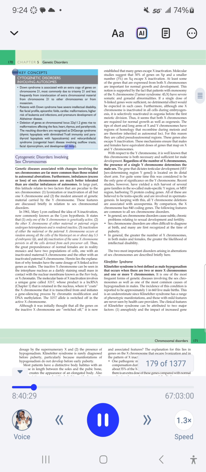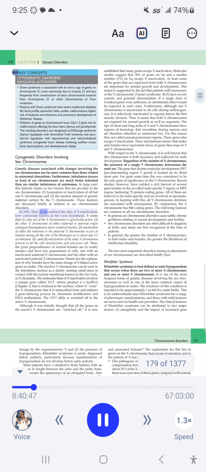170. Cytogenetic disorders involving sex chromosomes. Genetic diseases associated with changes involving the sex chromosomes are far more common than those related to autosomal aberrations. Furthermore, imbalances, excess, or loss of sex chromosomes are much better tolerated than are similar imbalances of autosomes. In large part, this latitude relates to two factors that are peculiar to the sex chromosomes: 1, lyonization or inactivation of all but one X chromosome, and 2, the modest amount of genetic material carried by the Y chromosome. These features are discussed briefly in relation to sex chromosomal disorders.